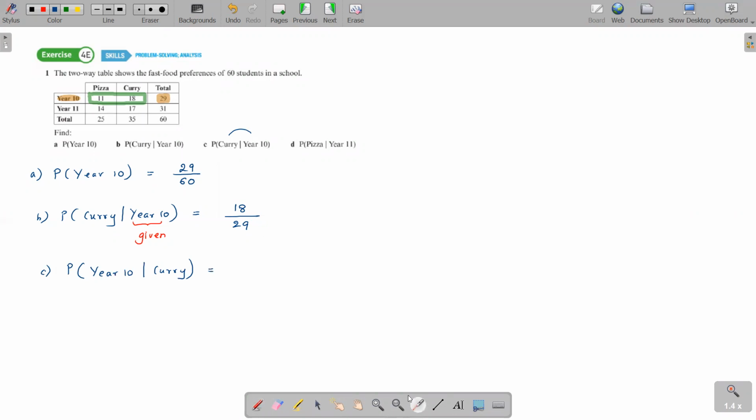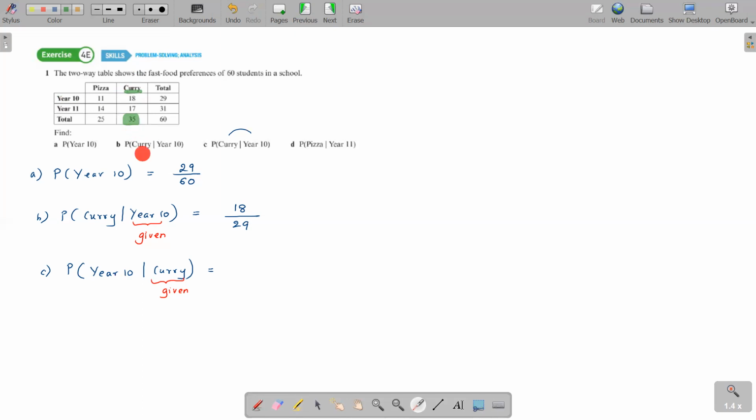All right, so now what's given in the conditional probability? Now curry is the given event. Can you see? So what's the probability of getting a year 10 student given that they have curry? So now curry is the given event. In that case, you now go with curry. So how many of the people have this particular food preference? For curry, the total is 35.